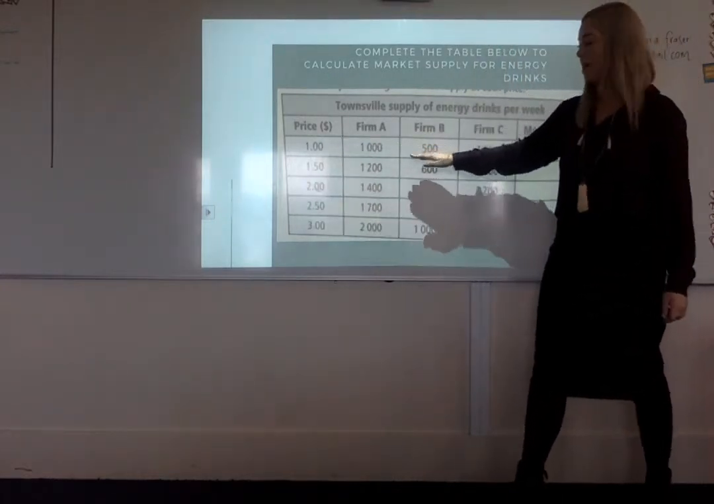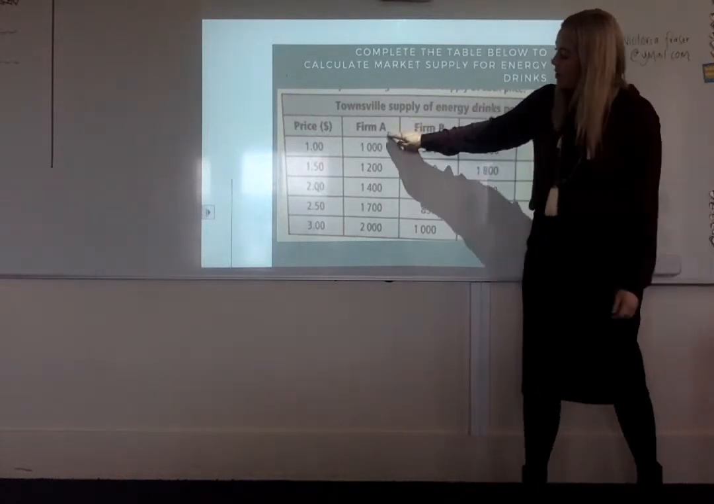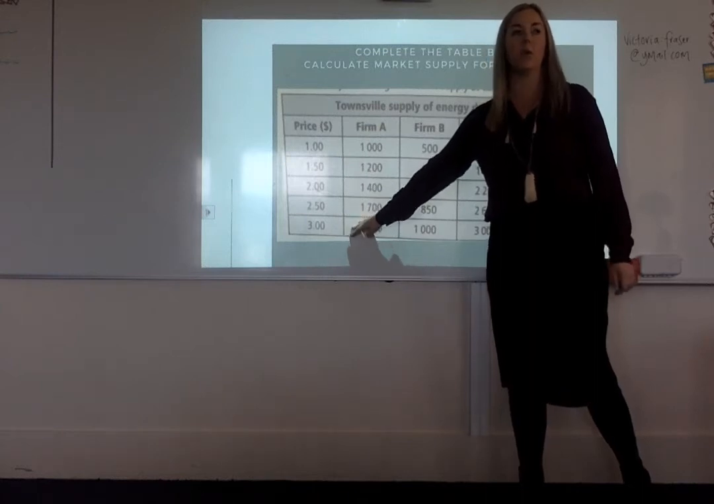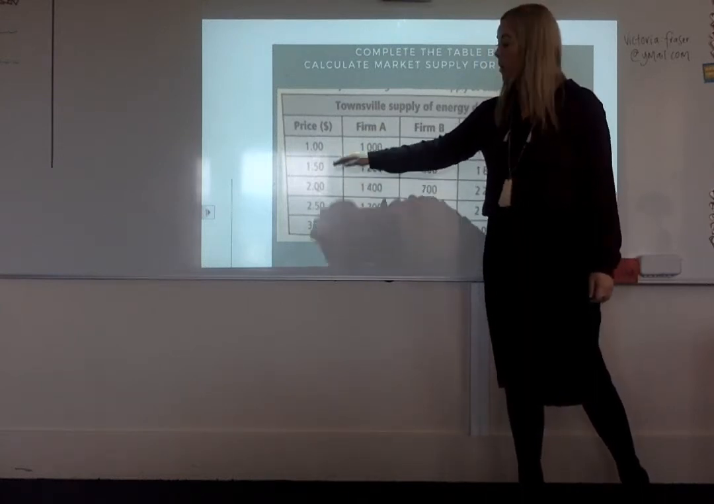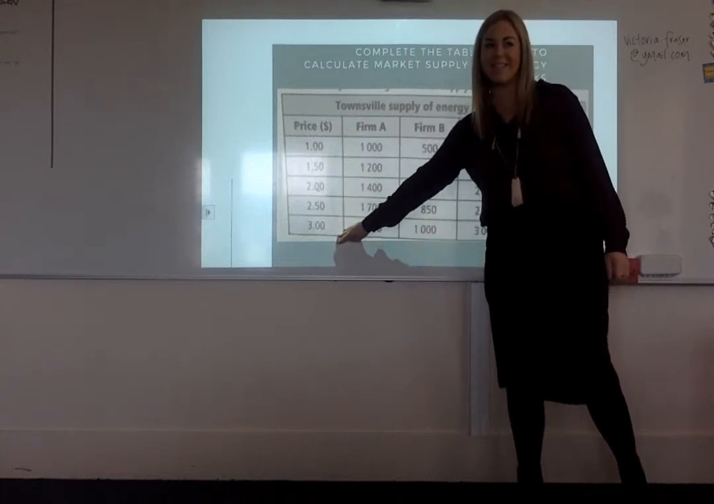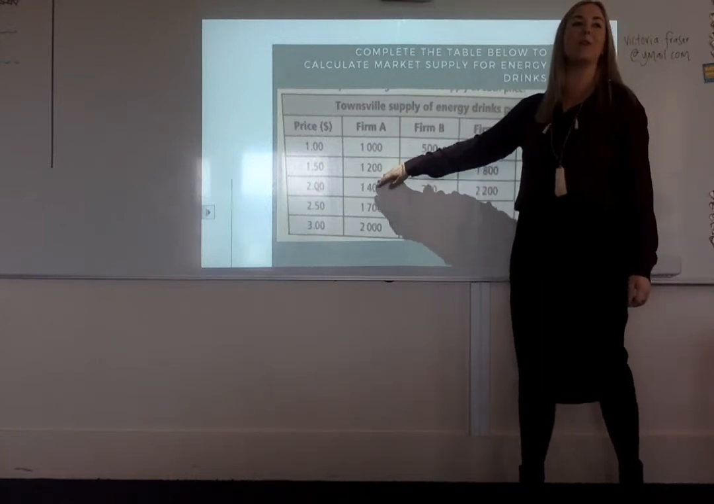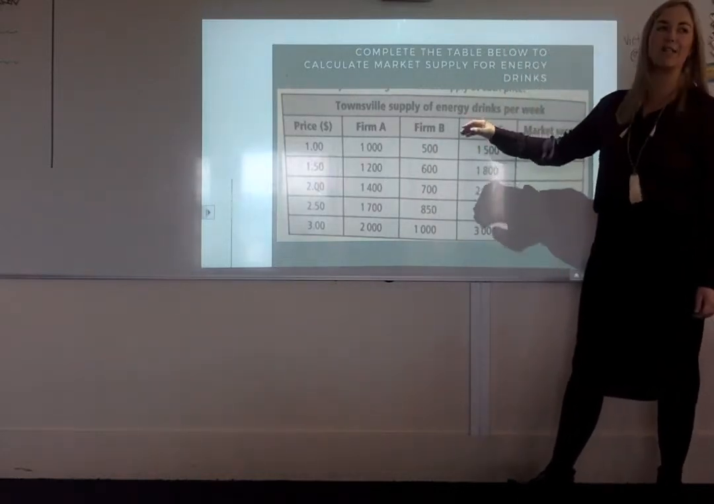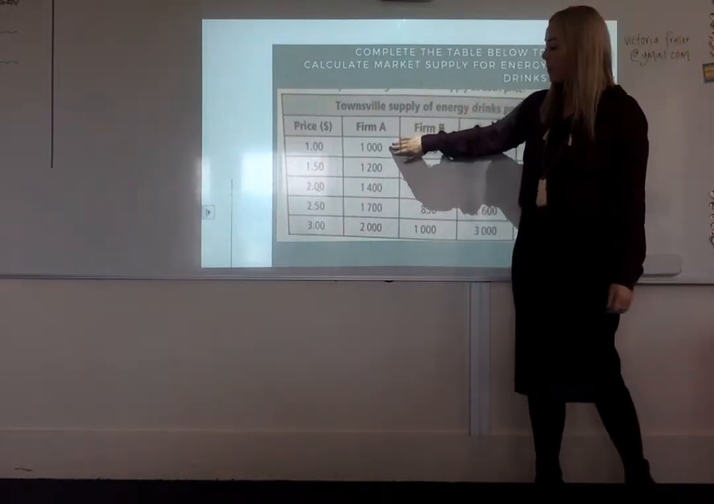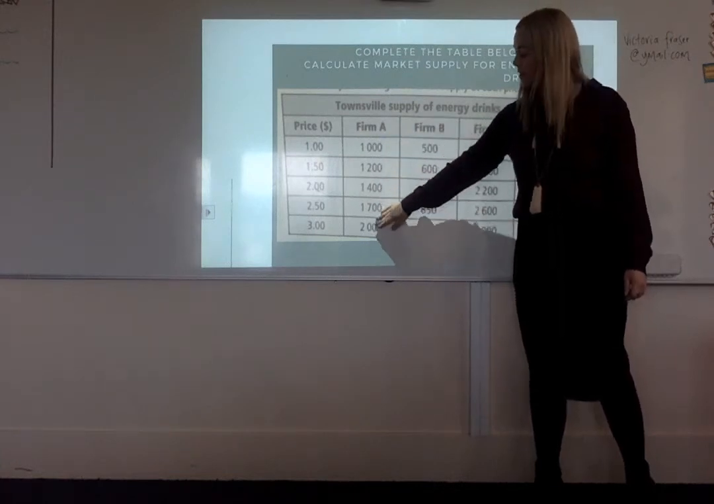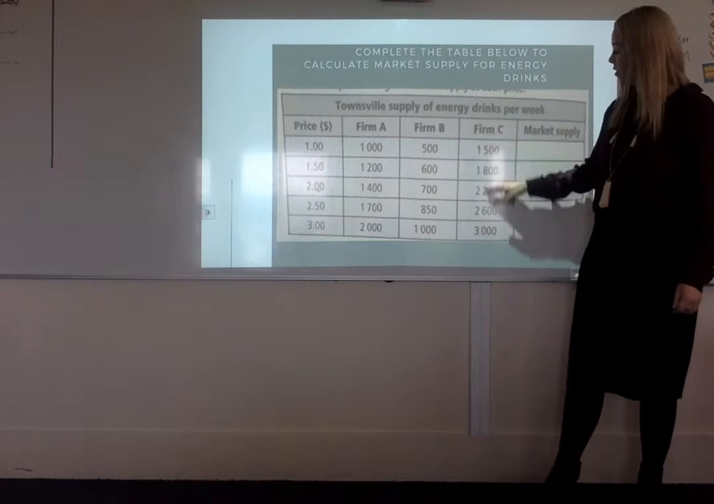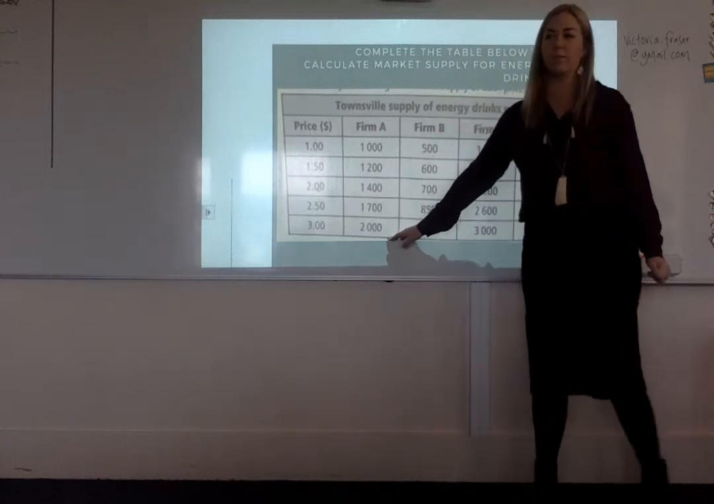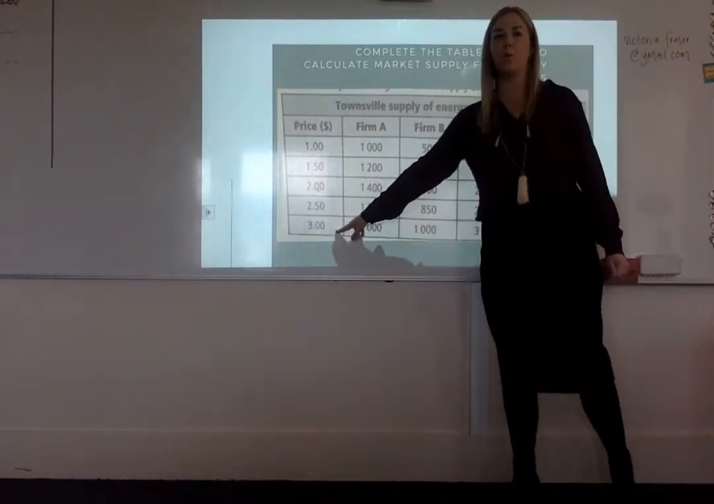So you do the same thing at each price point. As you can see, the supply is going up as the price goes up. That reflects the law of supply. The law of supply states that when the price of a good or service increases, the quantity supplied will also increase, assuming ceteris paribus, and vice versa. So again, each firm is going to increase as the price goes up, but just by different quantities. And this is because at a higher price, it is more profitable for the firm. They're receiving more profits.